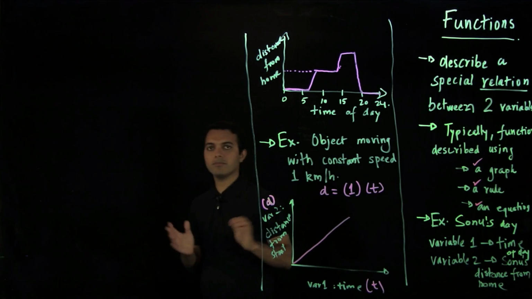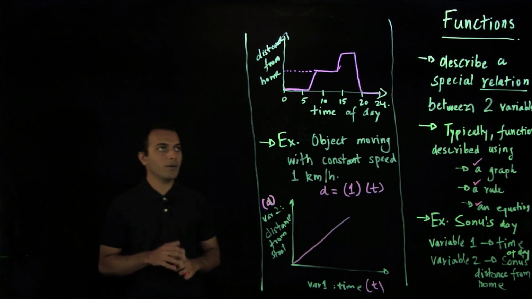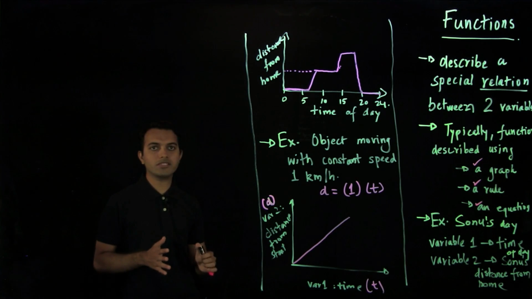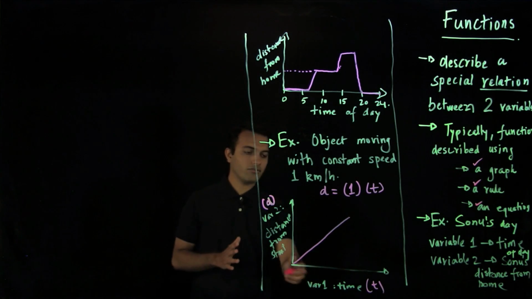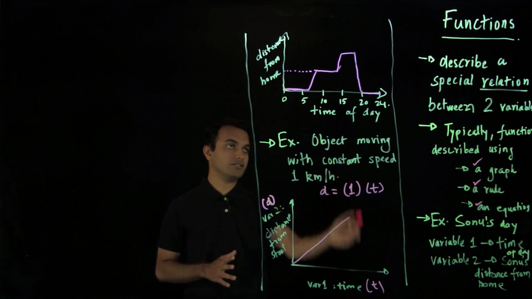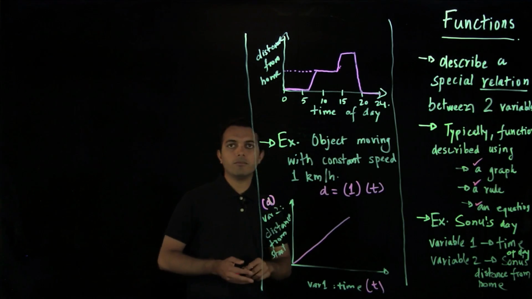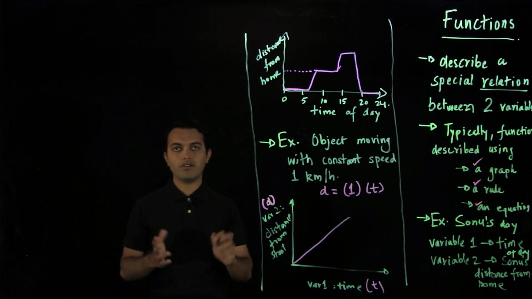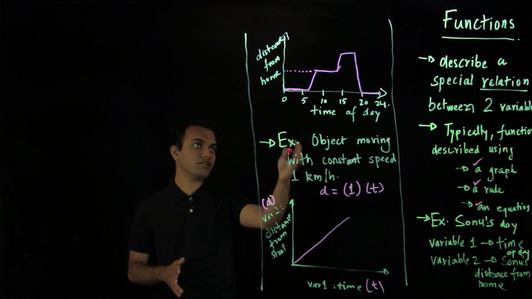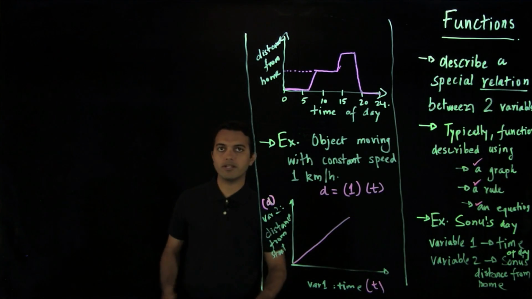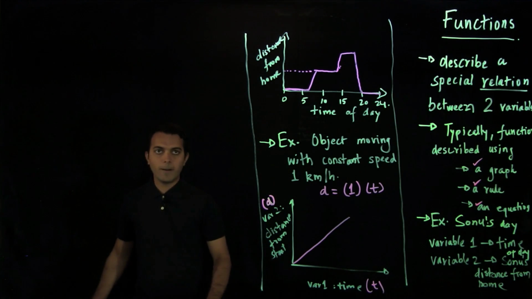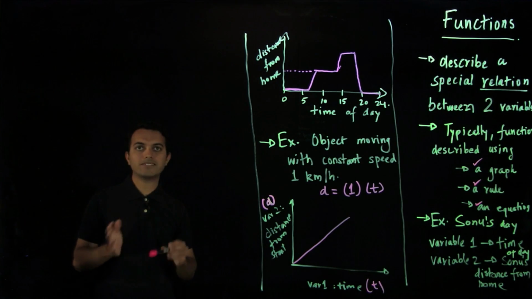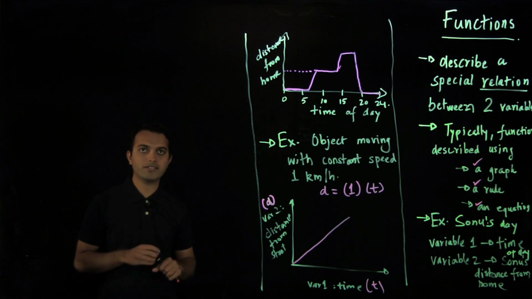So these are some examples of functions which occur in day-to-day activities, and in these examples we see that the function's input, variable 1, was always time in both of these examples, but that doesn't have to be the case. Functions can have different notions of variable 1 and variable 2 depending on the application. Another interesting way to look at functions is as an input-output relation.